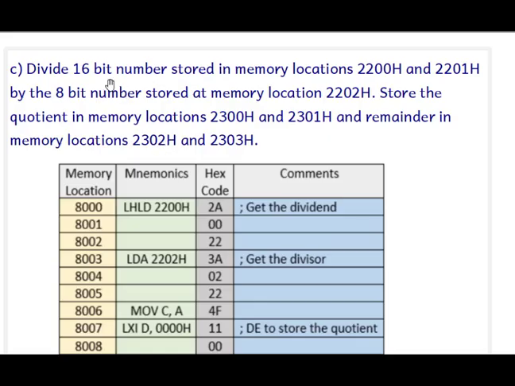Now next is the division program. So we have to divide a 16-bit number which is stored in memory locations 2200 and 2201. Because this is a 16-bit number, it has to be stored in two memory locations, because one memory location can only store 8-bit of data. So the number which is to be divided is in 2200 and 2201, and we have to divide this by an 8-bit number which is at location 2202. So the divisor is at 2202, and the number which is to be divided is in these two memory locations combined. Then after division we get the quotient. So the quotient should be at 2300 and 2301, and the remainder should be at memory locations 2302 and 2303.